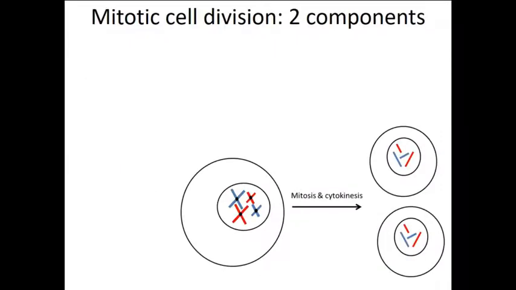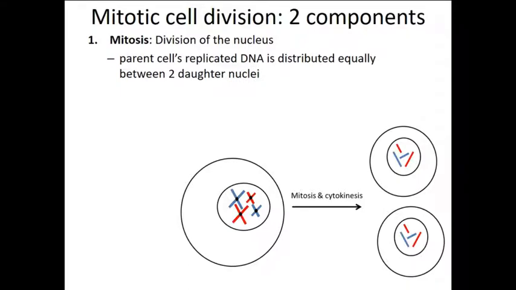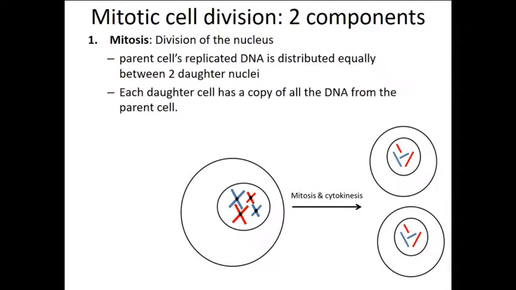All right, so now we're going to go through mitotic cell division. There's really two components, mitosis and cytokinesis, although they do bleed into each other. So mitosis technically is the division of the nucleus, where the parent cell's replicated DNA is going to be distributed equally among two daughter cells, and between two nuclei. And then cytokinesis is the actual division of the cytoplasm. Mitosis starts, and then at the very end, cytokinesis kicks in concurrently with mitosis.